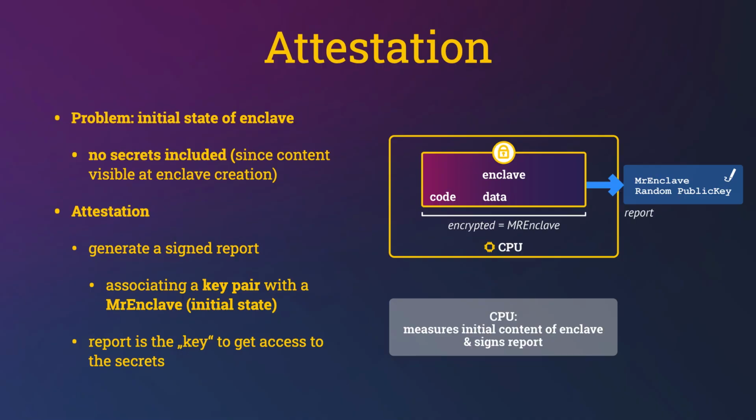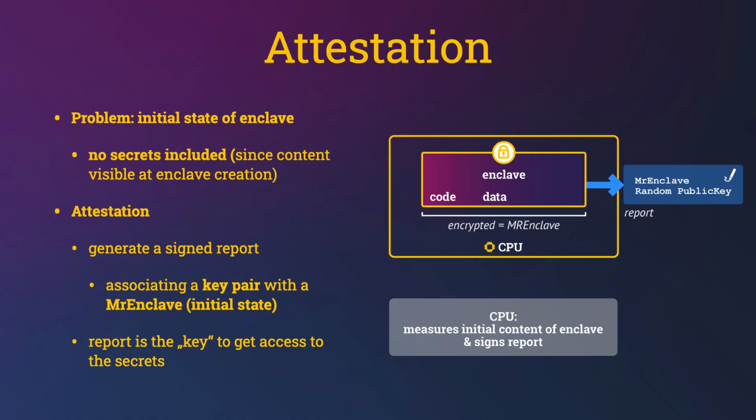In a nutshell, attestation confirms that the initial state of an enclave, which is measured by the CPU and is a secure hash value of all the code and the data that is put in this enclave, is as expected.